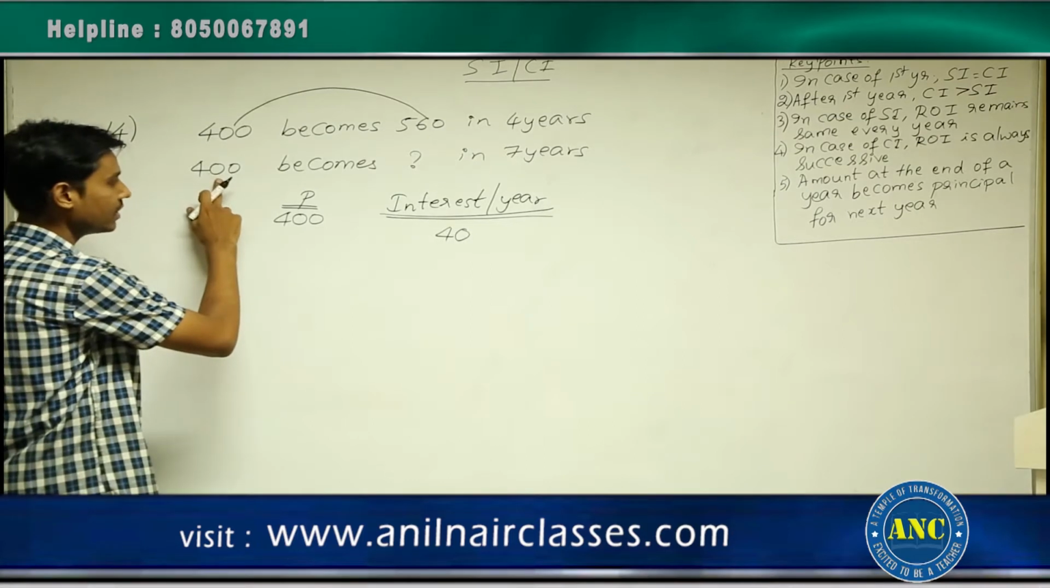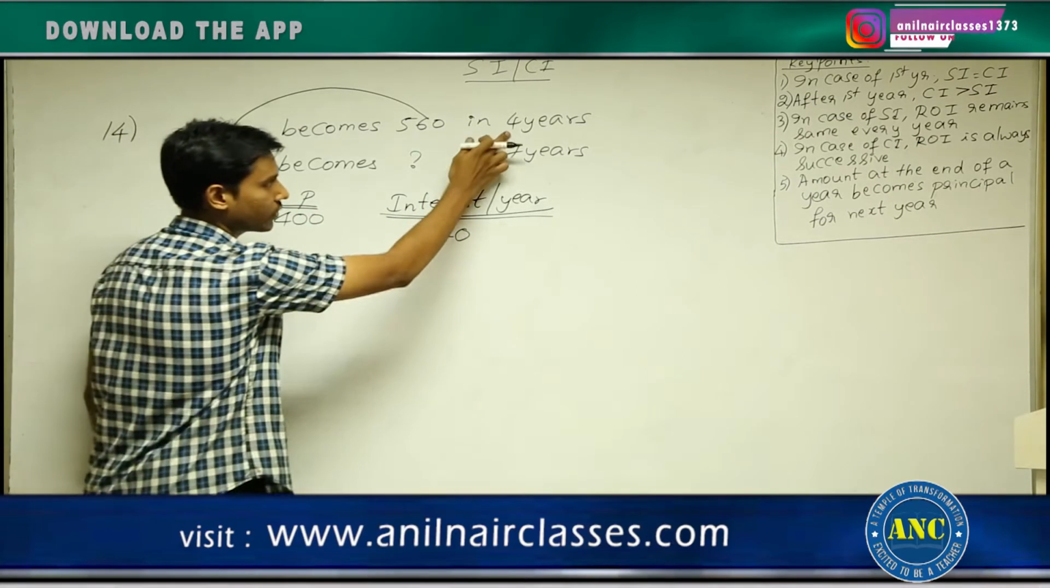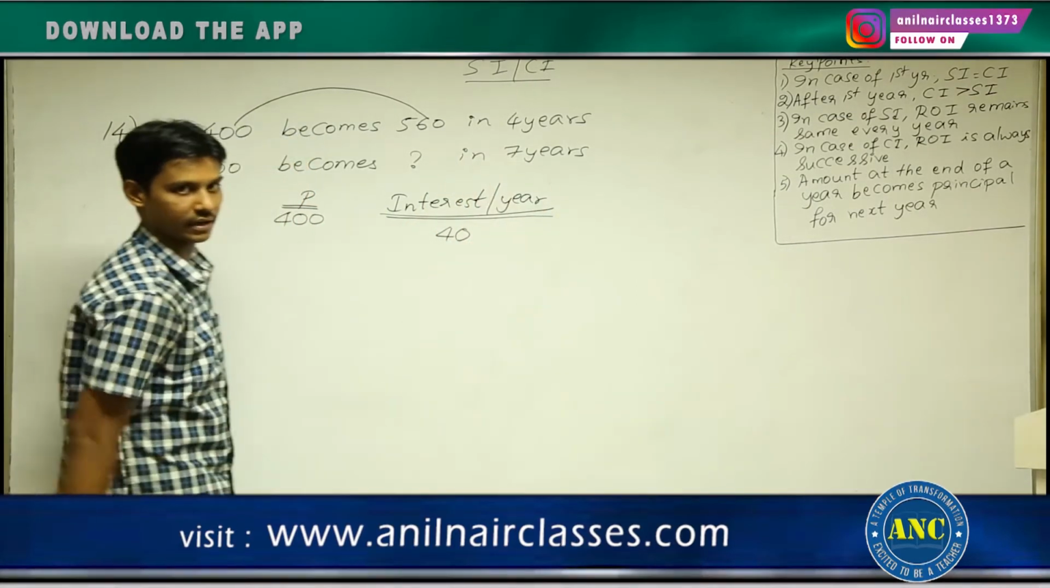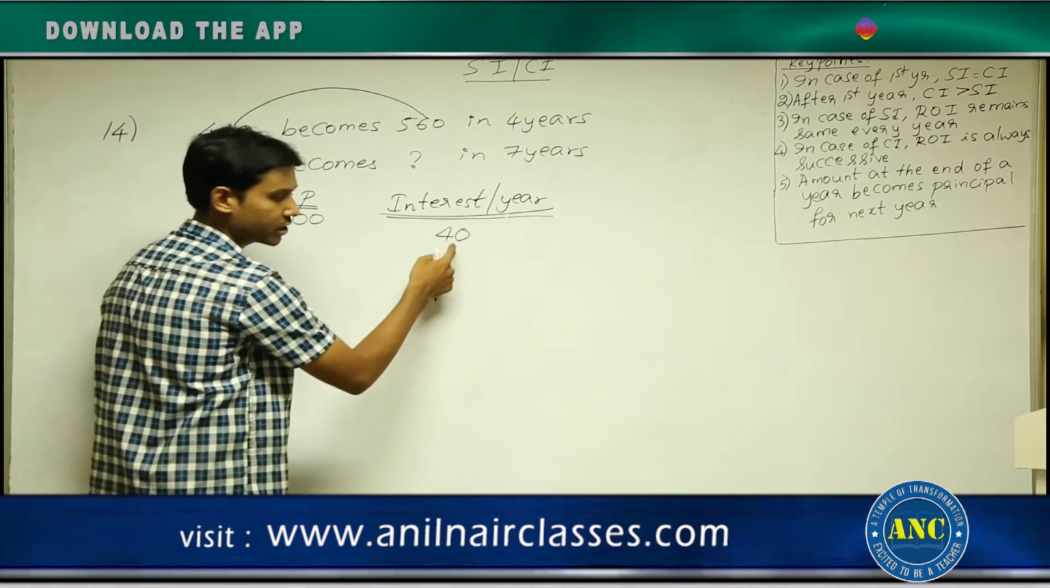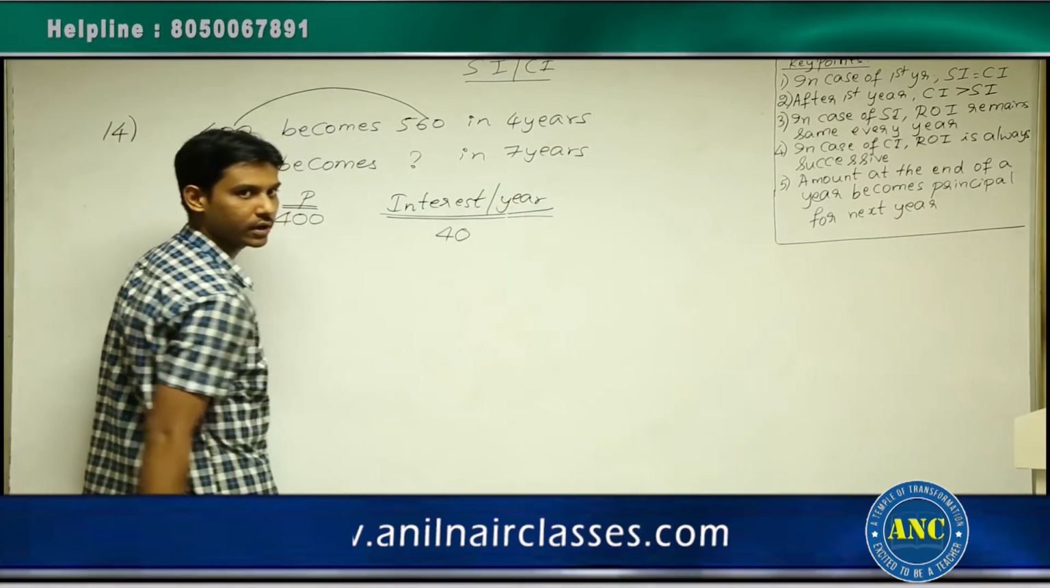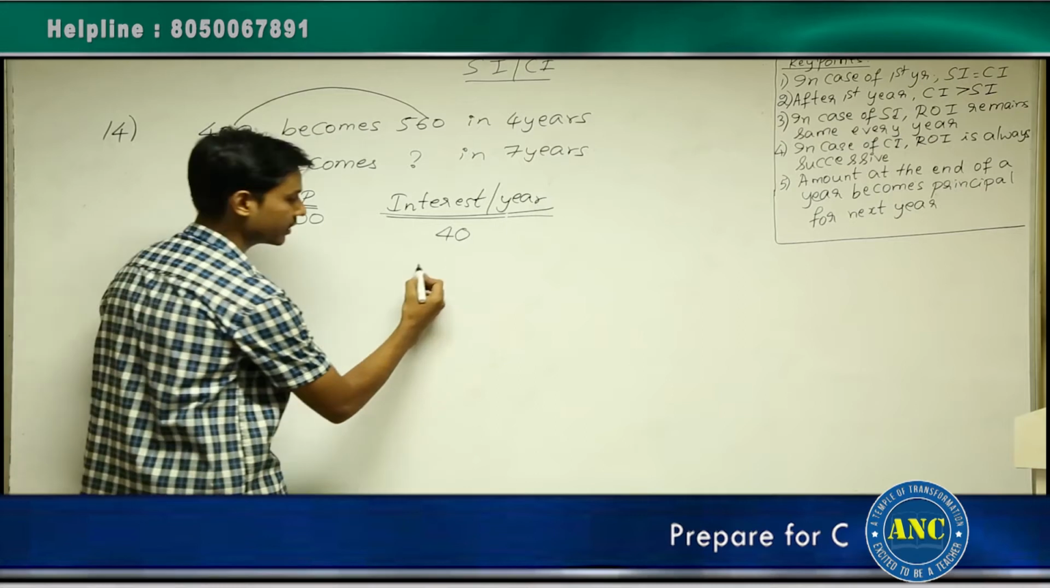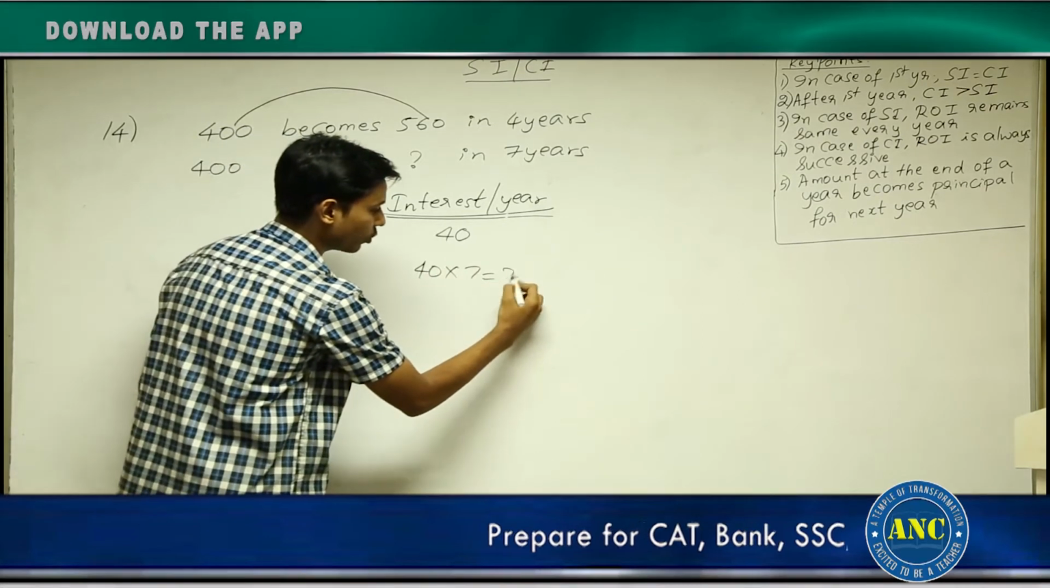But they don't want it for 4 years, they want it for 7 years. For 1 year I am giving you 40 rupees extra. For 7 years how much will I give you? 40 into 7. I will give you 280 rupees extra.